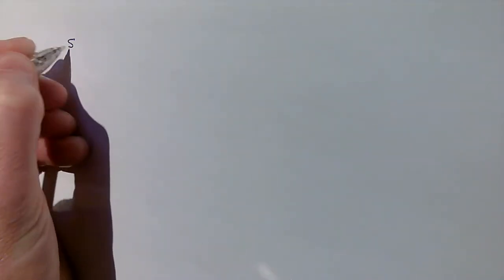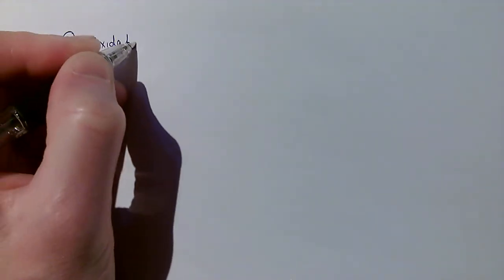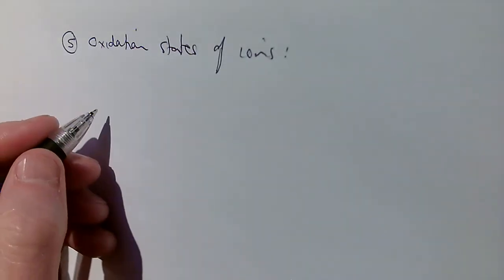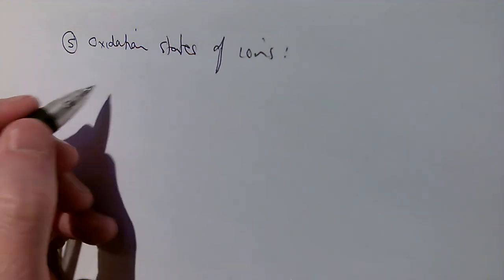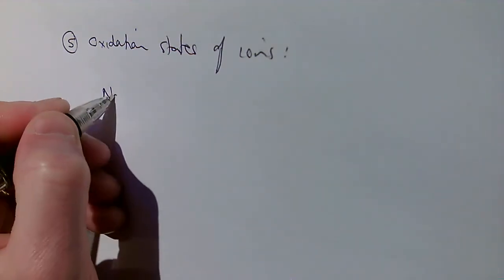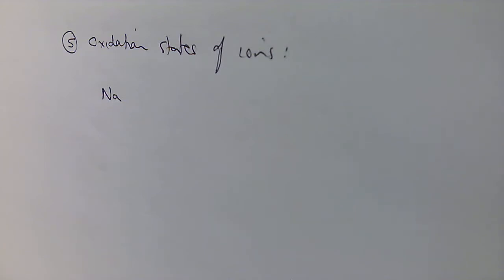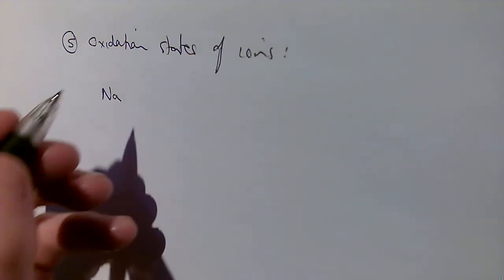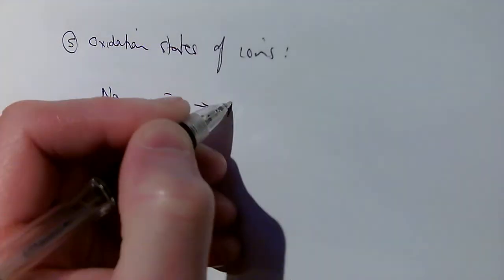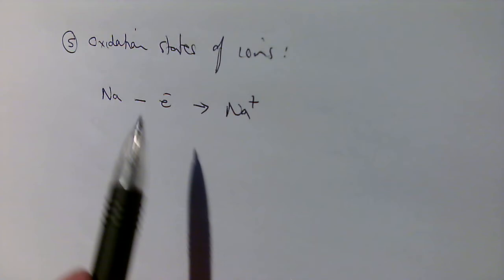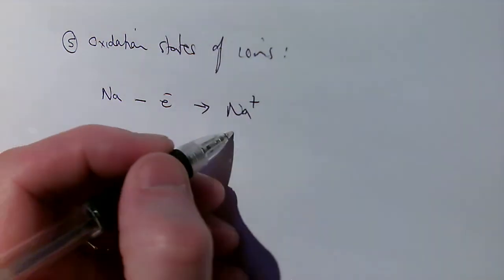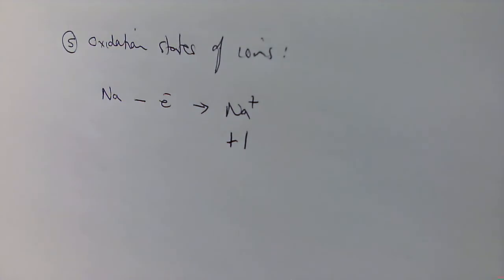Okay, number 5, let's have a look at the oxidation state of ions. So let's think about why an ion forms. If I take something like sodium, Na atoms, that's in group 1, so that means it's got 1 electron in its outer shell. When it reacts, it loses that 1 electron to gain noble gas configuration, so Na minus an electron becomes Na+. The oxidation state of the sodium ion is now +1 because it's got one more proton than electron.